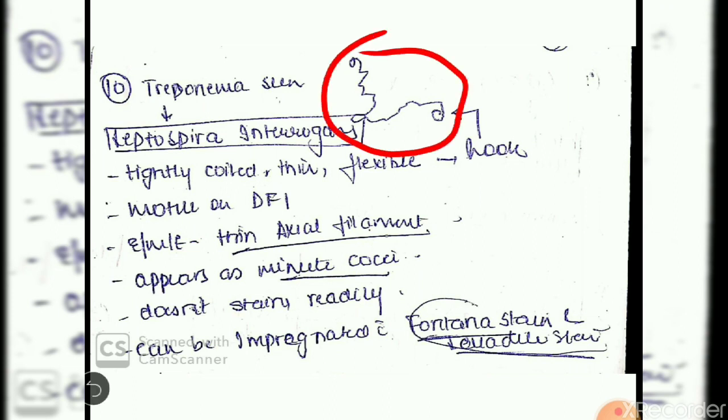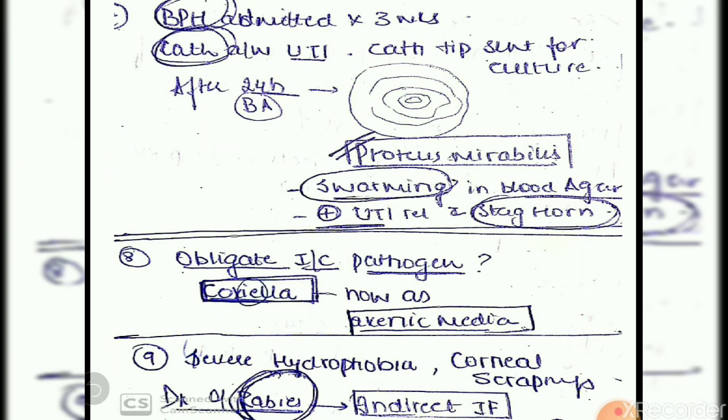Now look at this image. So what you see is a question mark hook. So as for the name, Leptospira interrogans. So the most important thing that you have to remember for this, it can be impregnated with Fontana and Levaditi stain, right?